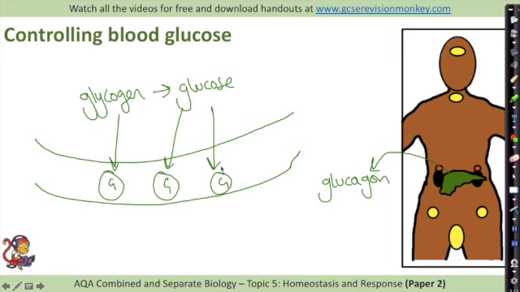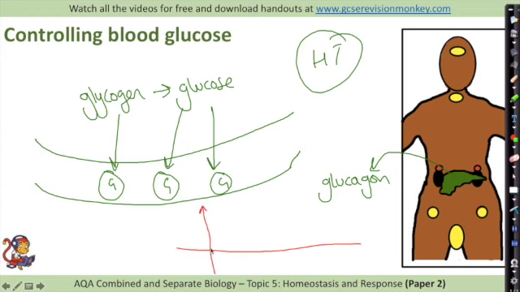So it does the opposite of the process that insulin does that we talked about before. So higher tier only need to know about glucagon. If the blood glucose levels are too low, glucagon helps convert glycogen into glucose, which is put back into the blood. This is an example of a negative feedback cycle.